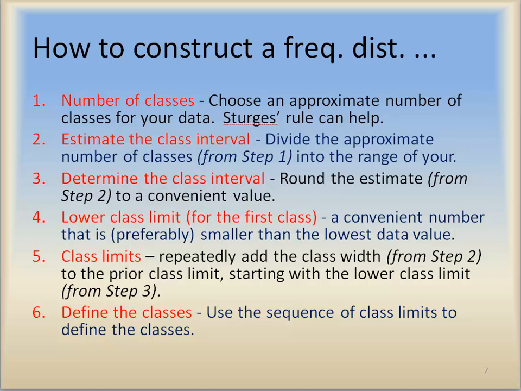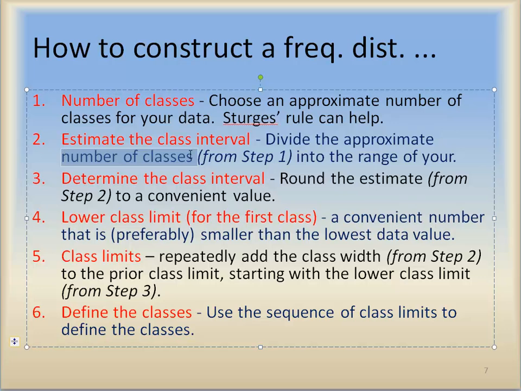Imagine that the difference between the oldest and the youngest person in the room is 10 years, and we need to have 5 classes. That's how we do the class interval. We do 10 over 5. That gives us an approximate class interval of 2. So we divide the approximate number of classes, which we found using the Sturges rule, into the range.